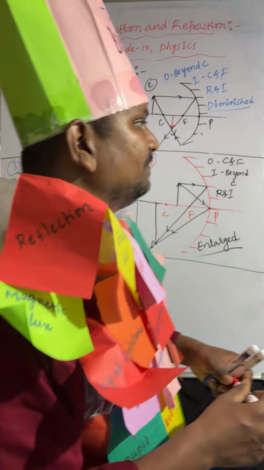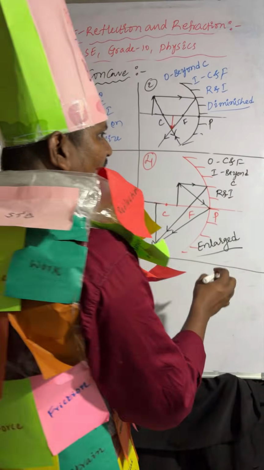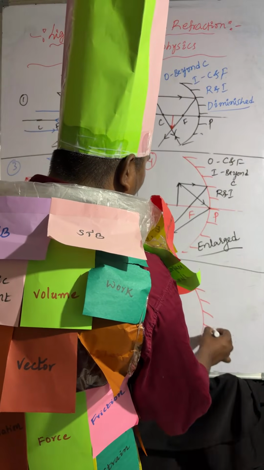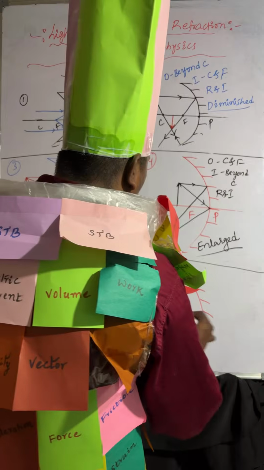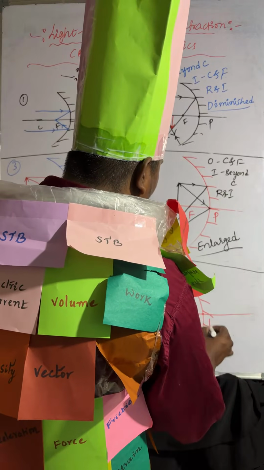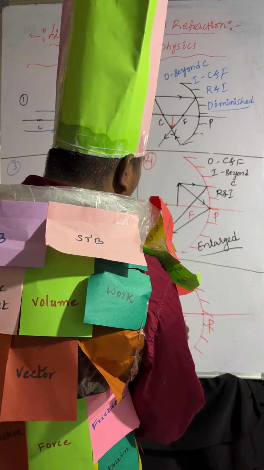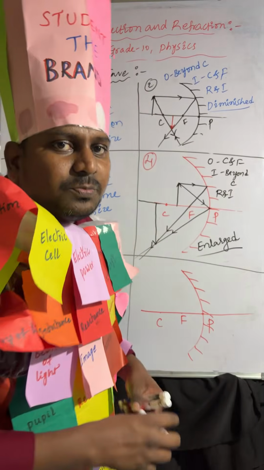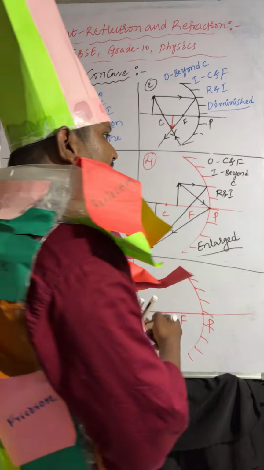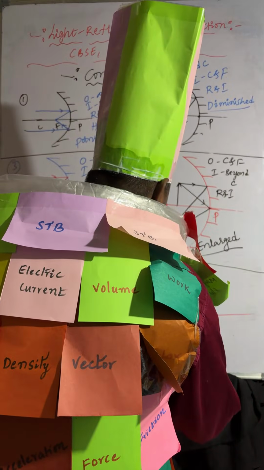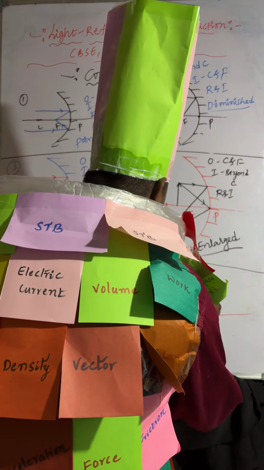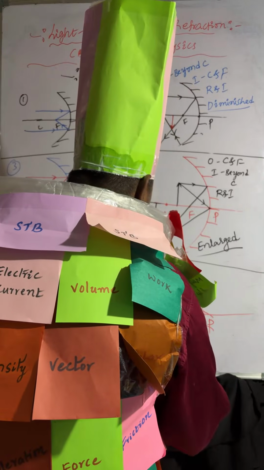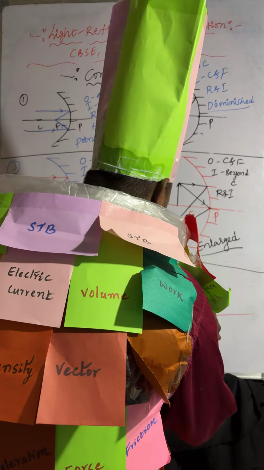Okay, so you can draw the diagram. I'm drawing here. This is the diagram. Concave mirror. So pole, focus, center of curvature. Where is the object placed? Object is placed between F and P. One light ray I'm taking like this. Another light ray is here.